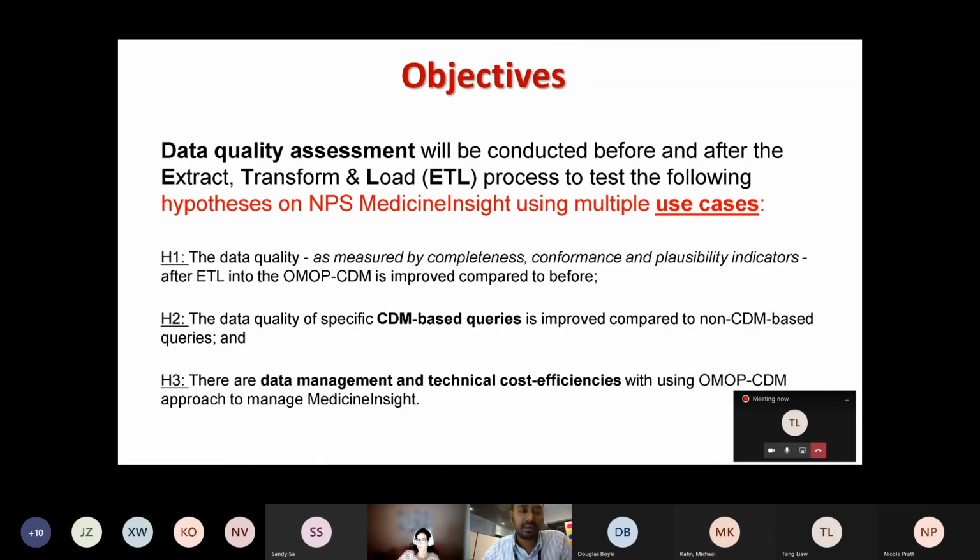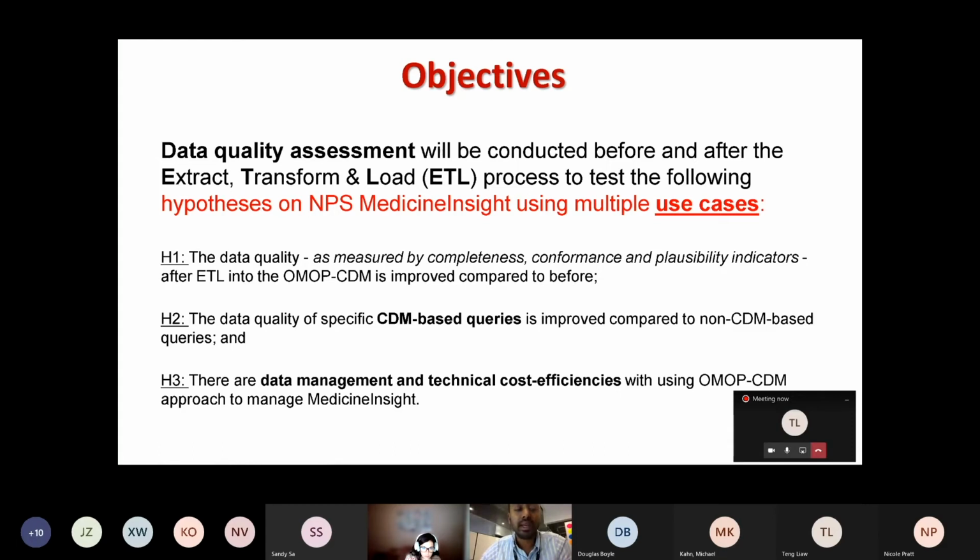The main objective of this project is to do data quality assessment before converting into CDM and after conversion to CDM. It's not just about the data quality assessment. We want to do the data quality assessment to test some of the hypotheses using multiple use cases we identified. We have about three hypotheses. The first hypothesis is that the data quality, as we measure using the standardized or harmonized framework, will be improved after converting into CDM.